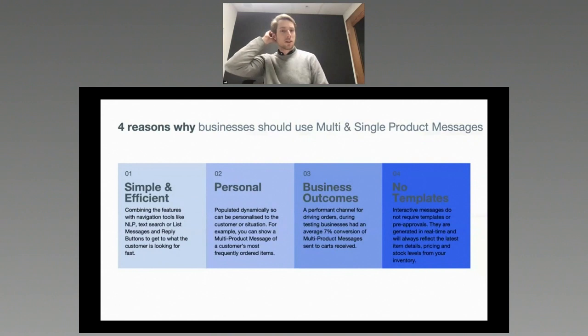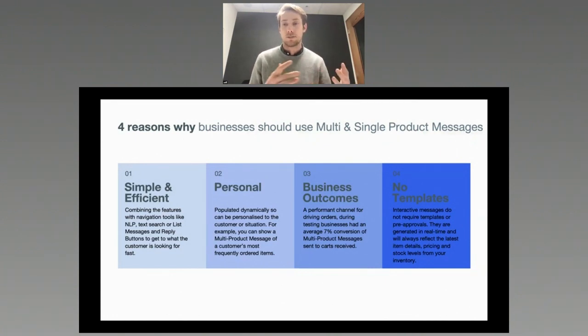So to summarize, I think there are 4 reasons why a business should use multi and single product messages. Firstly, it's simple and efficient. If you combine this feature with your existing chatbot, it's a really nice way for the customer to get quickly to what they want. They don't have to browse an enormous storefront of items. They can be taken directly to the 30 items most relevant to them.